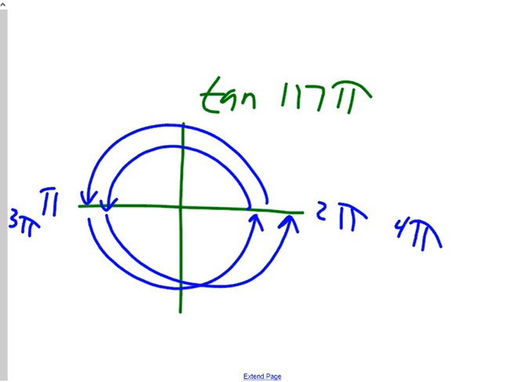So therefore, I got to either be over there or I got to be over here. And if it's 117 pi, can you tell, will it be on the left or will it be on the right? It must be on the left. That's where the odd ones are. So therefore, it's really the same thing as saying tangent of pi, because that's the same spot. It's coterminal, it's called. So really, it's like asking you tangent of pi.